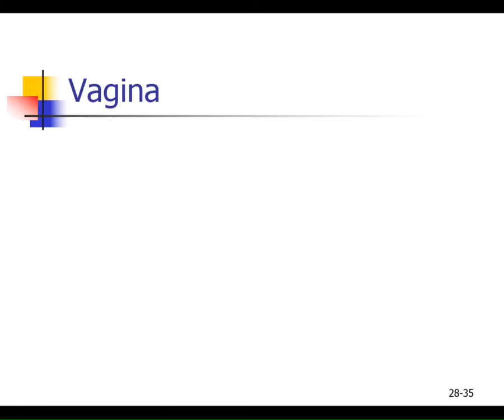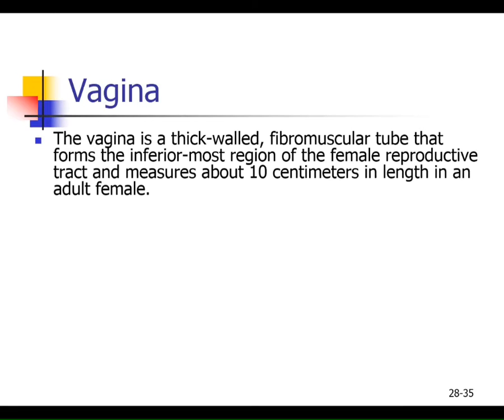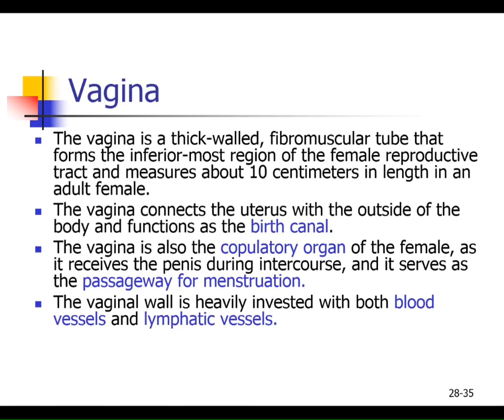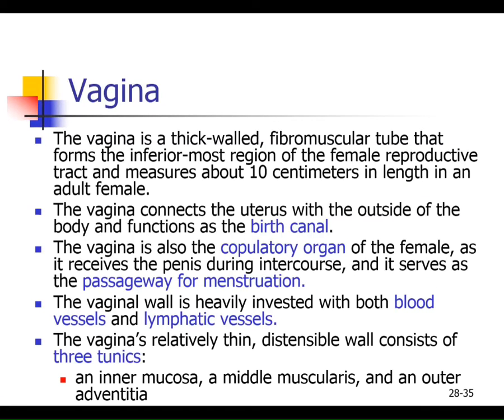Last few things about female. The vagina, just a couple more structures here. We know it's a tube-like structure. It's also called the birth canal. It is the copulatory organ, if you will, and is the passageway for menstruation. You shouldn't be surprised that there's a lot of blood flow and a lot of lymphatic flow in the vagina, especially lymphatic, right? Think about it, it's an area of the body where something could invade, and so there'd be a lot of lymphatic vessels along it.